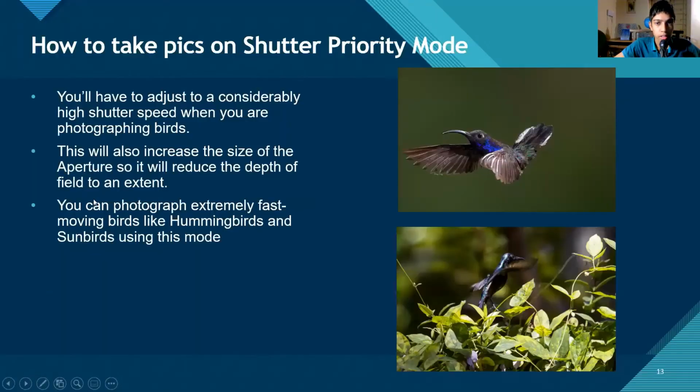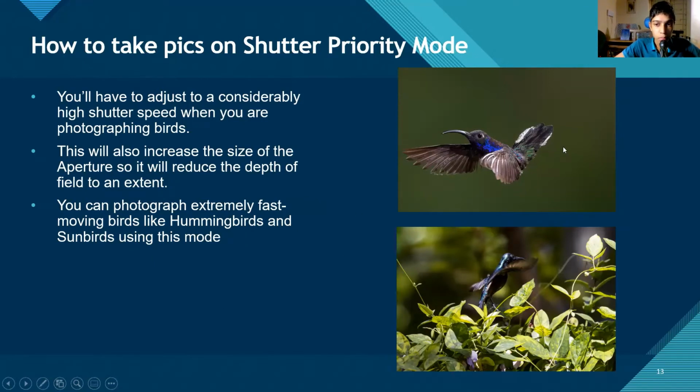So how do you take pics in shutter priority mode? You have to adjust to a considerably high shutter speed because, as I told you before, birds are fast moving creatures. And there's another advantage of using a high shutter speed: it will also increase the size of the aperture, so it will reduce the depth of field. Ideal.